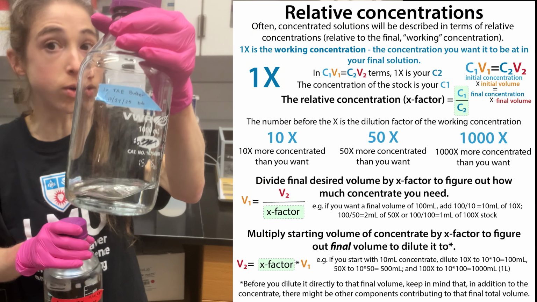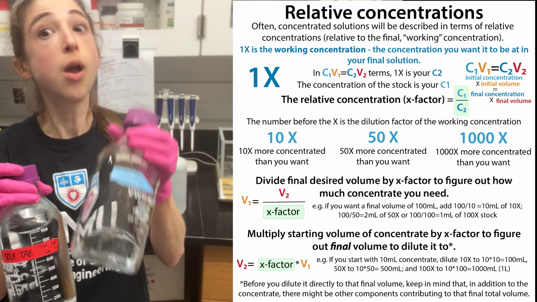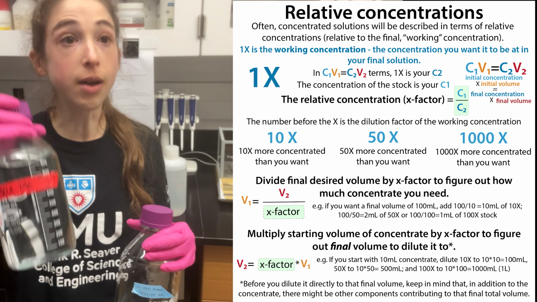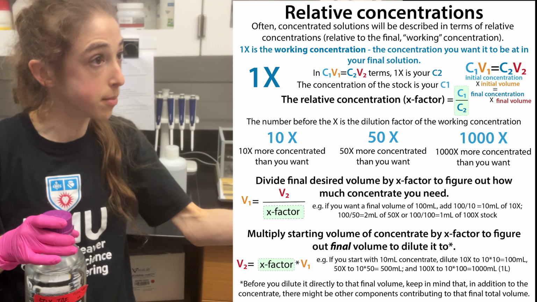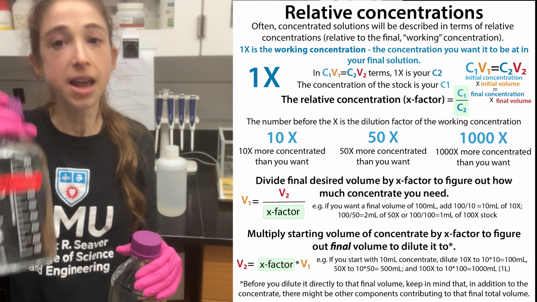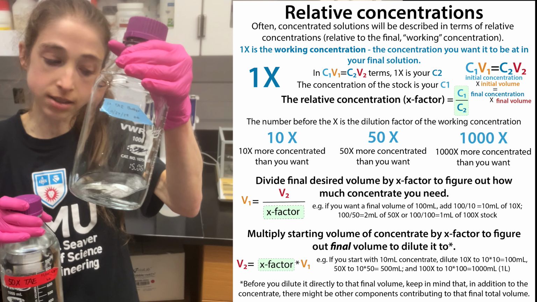So if we want to make 1 liter of 1X TAE, then we need to divide 1 liter or 1,000 milliliters by 50, and we get 20. And so when you go and make your 1X TAE in a minute, Ryan, you're going to take 20 milliliters of the 50X and dilute it up to a liter, and that will give you 1X.